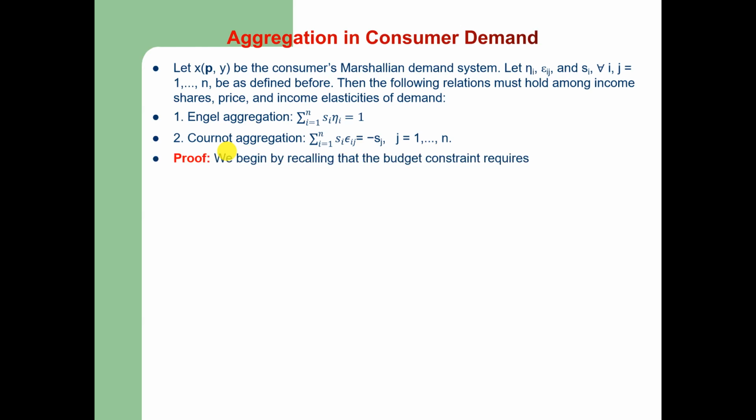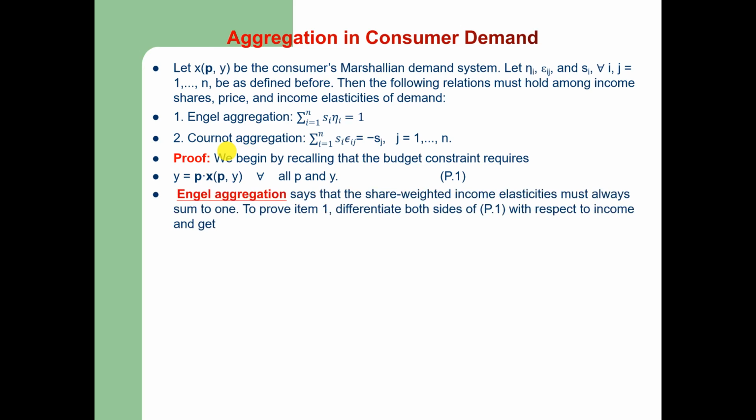We may prove this, and we begin by recalling that the budget constraint requires that y is equal to the price vector times the vector of goods, which are functions of prices and income, for all p and y. We call this equation 1. Engel aggregation says that the share weighted income elasticities must always be equal to 1. This means the share weighted income elasticities of demand must always be equal to 1.